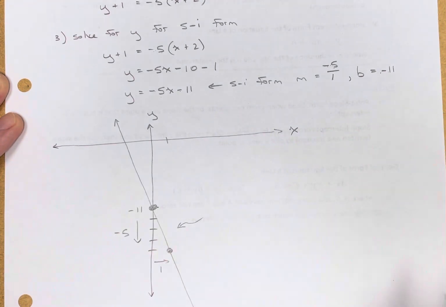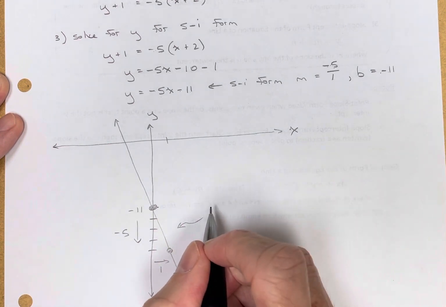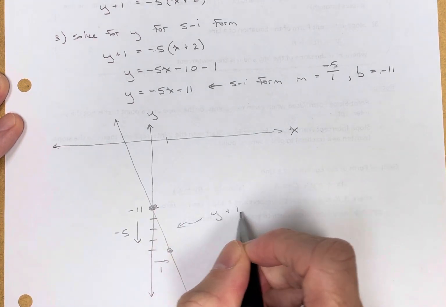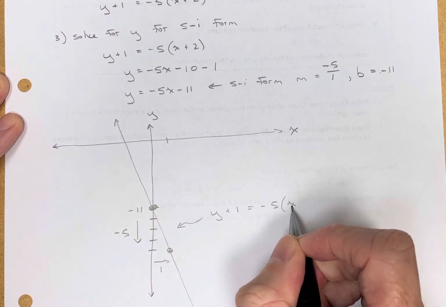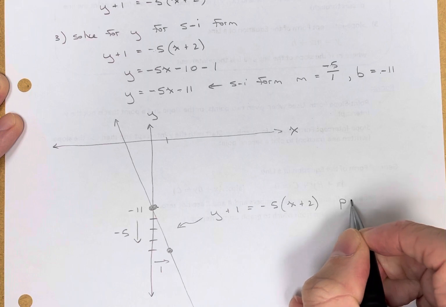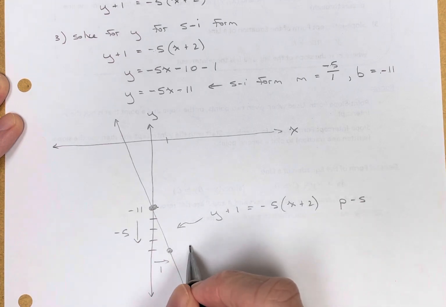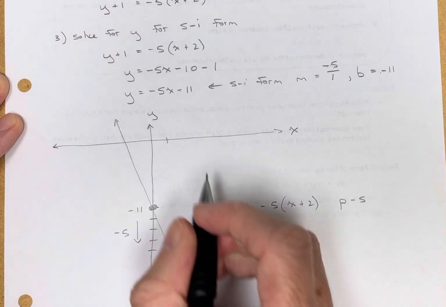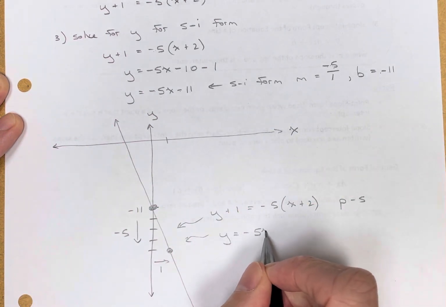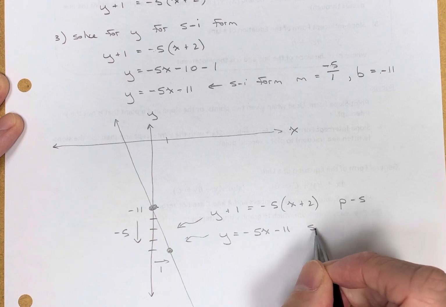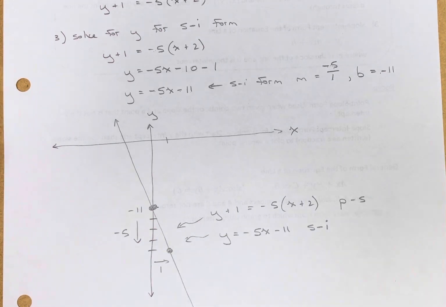This line, we've now given it 2 names. We came up with 2 equations. In the point slope form, this line's equation is this. And again, this is point slope. And in the slope-intercept form, it's this: y equals negative 5x minus 11. And this is the slope-intercept form of that line there. So there you have it, slope-intercept form.